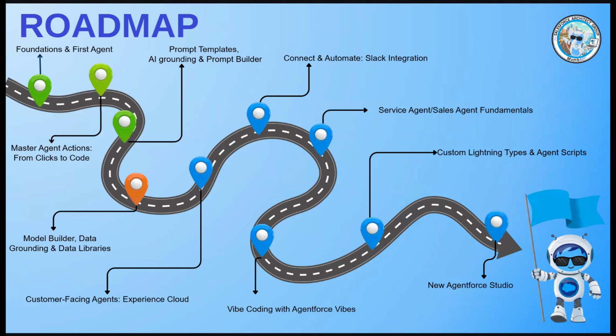So we are in this roadmap. If you see, we are in the section where we are going to talk about model builder, data grounding, and data libraries. What we are going to focus on today is the mechanism where we can read PDF files. How do you read PDFs? Till now, your agent has been doing small tasks, like you asking them different prompts, giving them flows, giving them Apex classes, and they respond back.